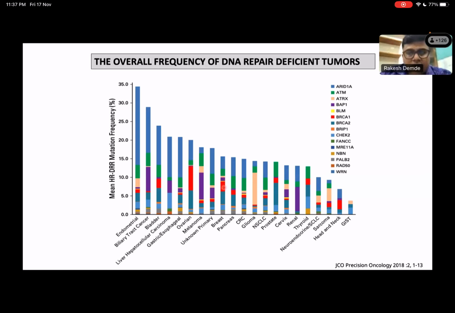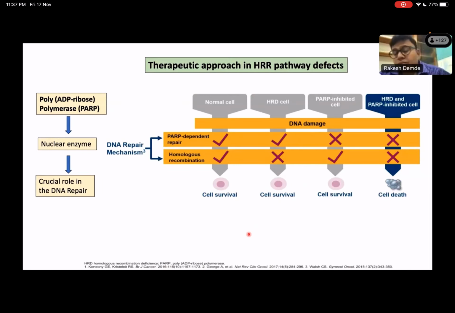So there are a lot of malignancies where DNA repair is involved, but the focus of targeted therapy under trial is primarily on breast, ovarian, prostate, and pancreatic carcinomas. So what is the targeted approach for this particular repair pathway? There is one enzyme called poly ADP ribose polymerase, PARP. This is a nuclear enzyme, and it has a crucial role in all the DNA repair pathways. It is not associated only with homologous. It is involved in all the repair pathways we have discussed, single strand as well as double strand.